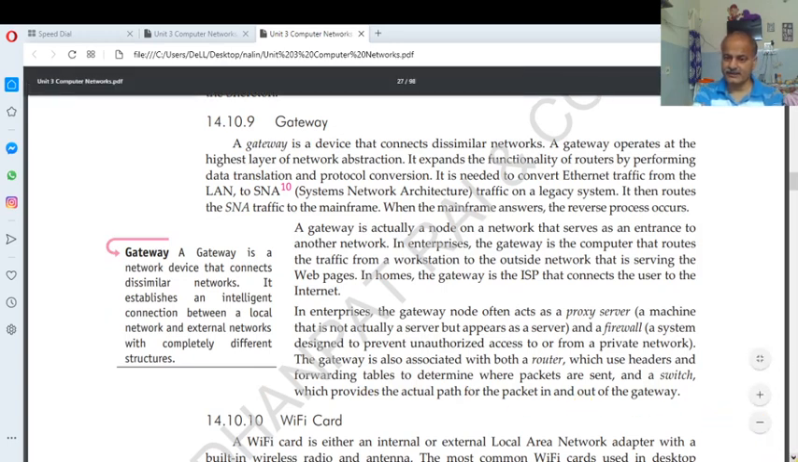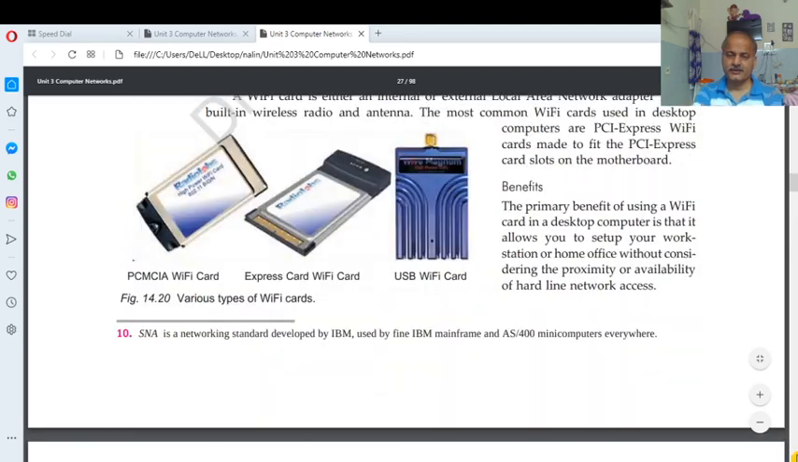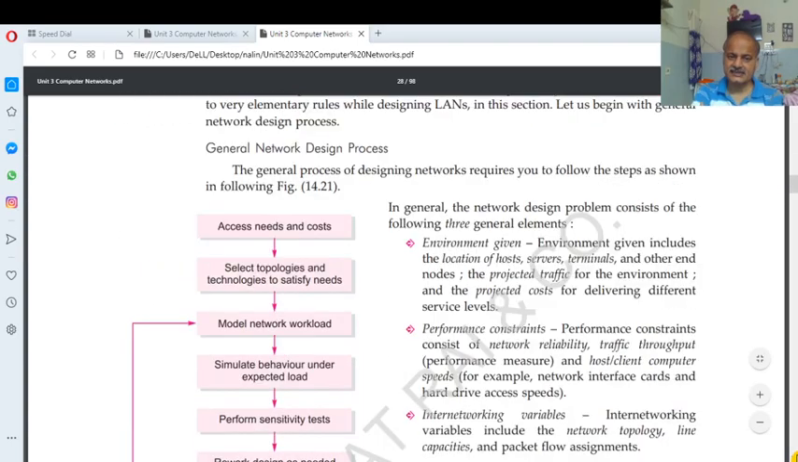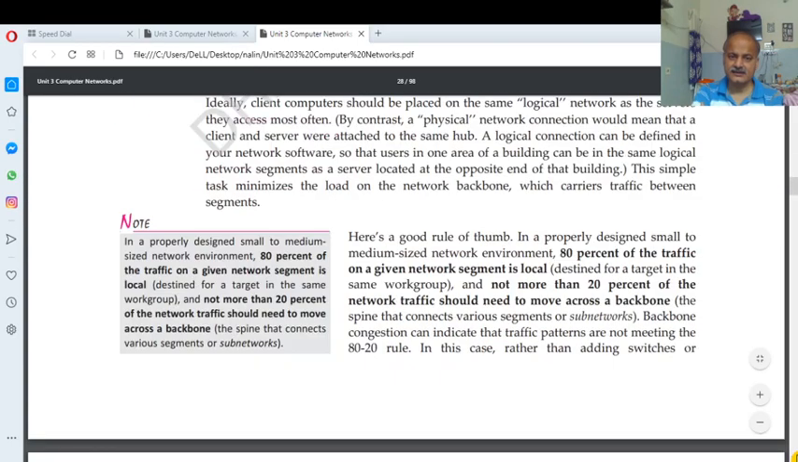Now the Wi-Fi card. The Wi-Fi card is not in your syllabus, so I am ignoring this thing. Then the LAN design, it is also not in your syllabus.